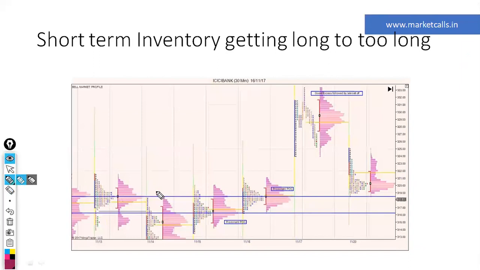On one of the days we are getting a prominent point of control. There is one more prominent point of control, and there is one more prominent point of control. Both are uncleared prominent points of control. So we have back-to-back prominent points of control. One prominent point of control over here, and a second prominent point of control over here. So there are two back-to-back prominent points of control in a row.